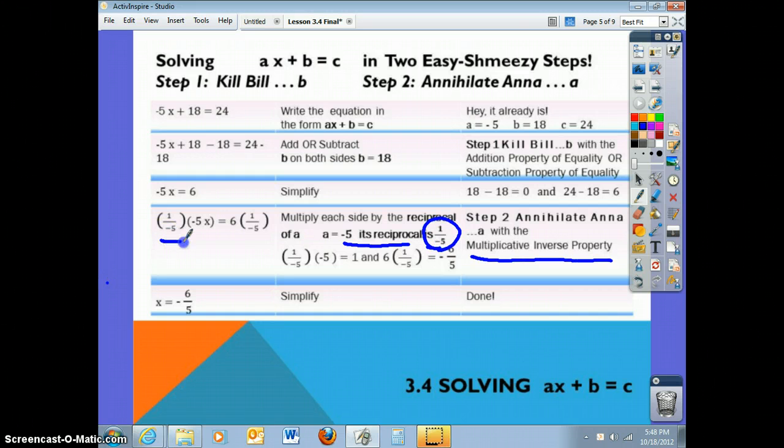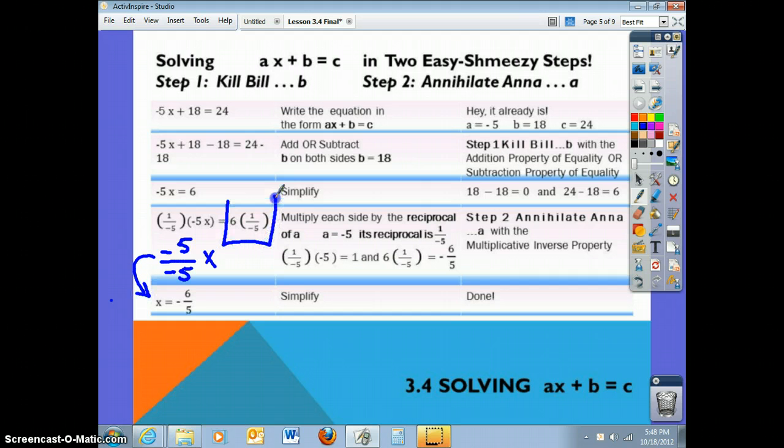And we multiply negative 5x times 1 over negative 5. You are left with negative 5 over negative 5 x, which obviously just becomes x. And 6 times the same number on both sides, the reciprocal of negative 5. 6 times the reciprocal of negative 5 gives me negative 6 over 5. Okay, so x is negative 6/5.